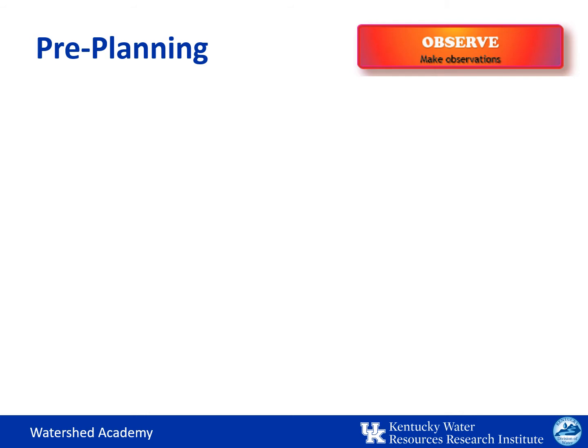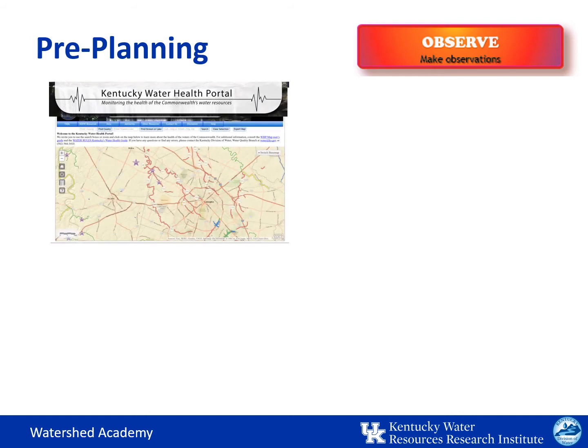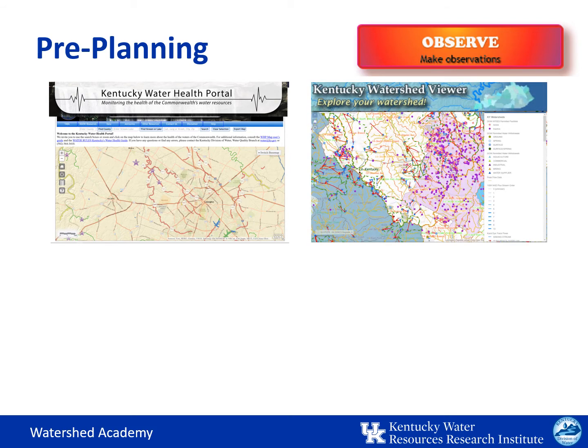The main screening tools you might use in this process include the Kentucky Division of Water's Water Health Portal, which will indicate if the division has enough data to assess the status of the water bodies and, if so, what the status currently is. The Kentucky Division of Water's Watershed Viewer can also be used to see HUC watershed areas, water supply protection areas, karst zones, permitted dischargers, and other data.